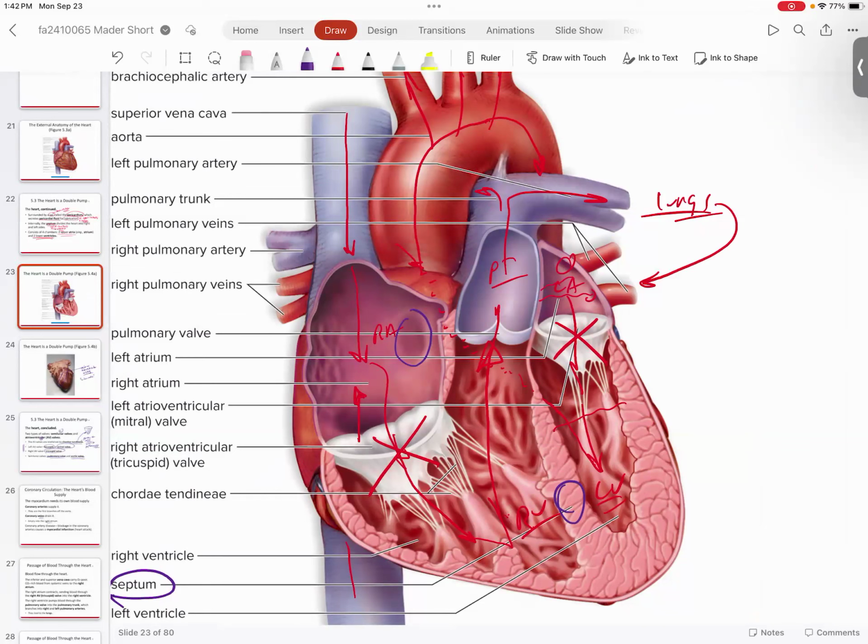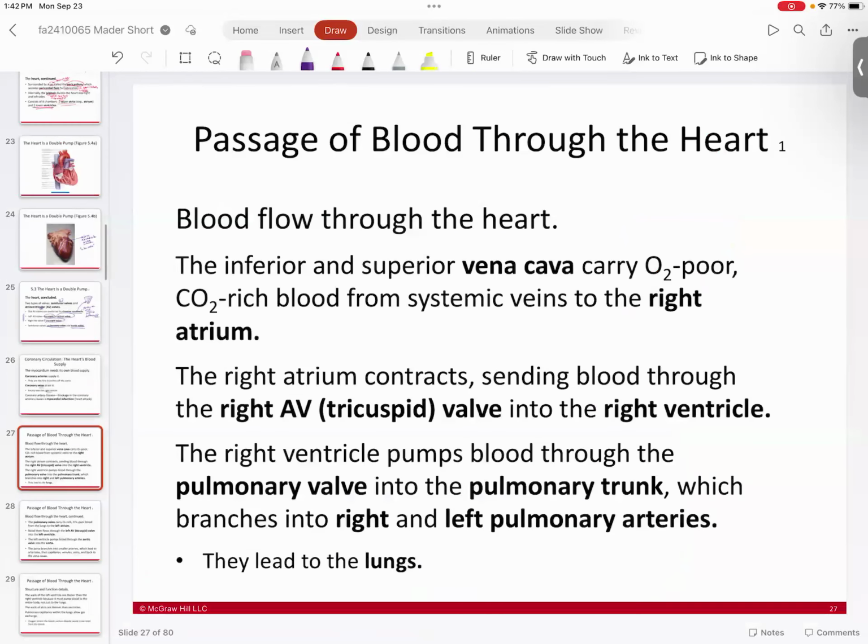You've got your opening to the superior vena cava here and the inferior vena cava's openings down here. So you have 3 main openings coming into the right atrium.